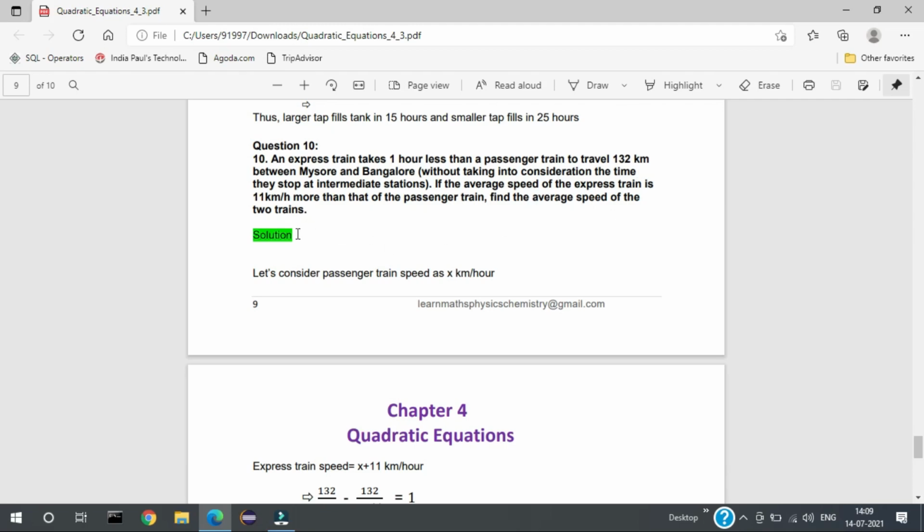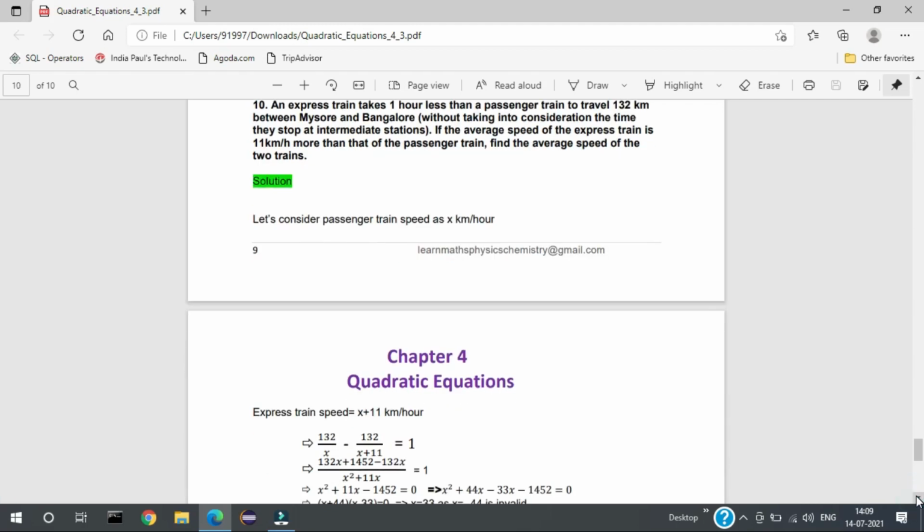Coming to the solution, let's consider the passenger train speed as x km per hour. So express train speed equals x plus 11 km per hour. An express train takes 1 hour less than a passenger train to travel 132 kilometers between Mysore and Bangalore. So we will take 132 by x minus 132 by x plus 11 equals 1.